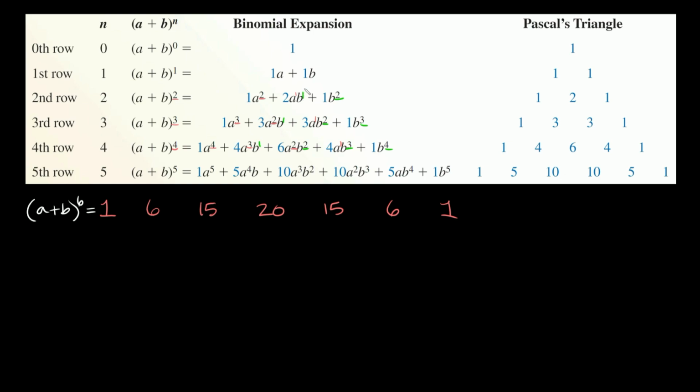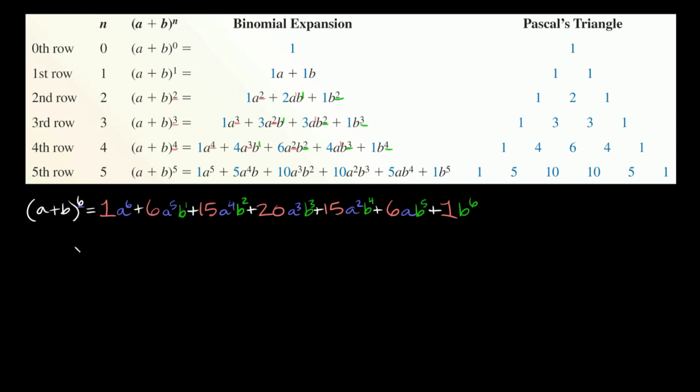Now I'd have to write in my a and b terms. Remember, this is being raised to the 6th power, so we're going to start with a to the 6th, and then a to the 5th, a to the 4th, a to the 3rd, a to the 2nd, a to the 1st, and then 0, nothing there. Same thing for my b terms, starting with 6 on this side: b to the 6th, b to the 5th, b to the 4th, b to the 3rd, b to the 2nd, b to the 1st, and then nothing there. And then the last thing would just be adding our plus signs, because we're just adding all of these up together.